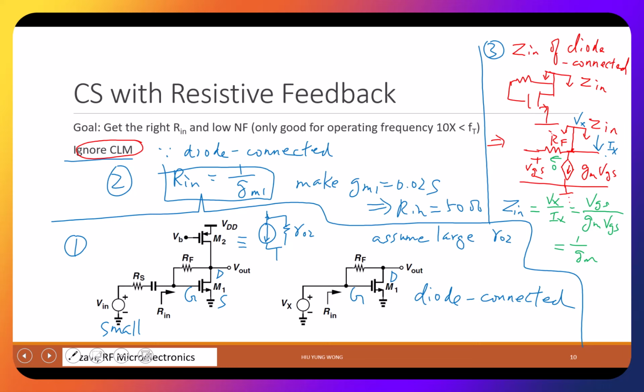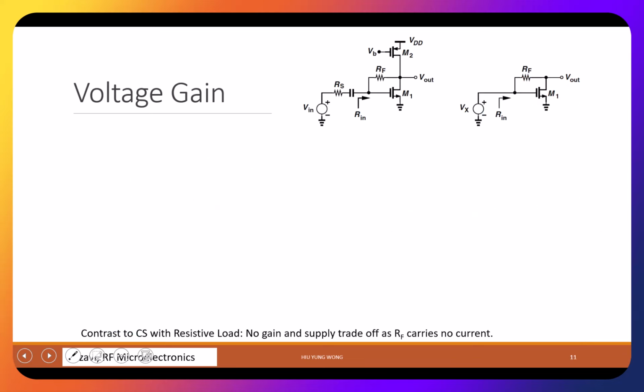And that is the good thing. I did not add any resistor. I add RF, but we're going to show you that RF has very small contribution to the noise. Okay, so let's talk about the gain of this circuit. What is the gain of this circuit? This time we need to be careful because we're talking about the gain. We need to consider the RS, okay?